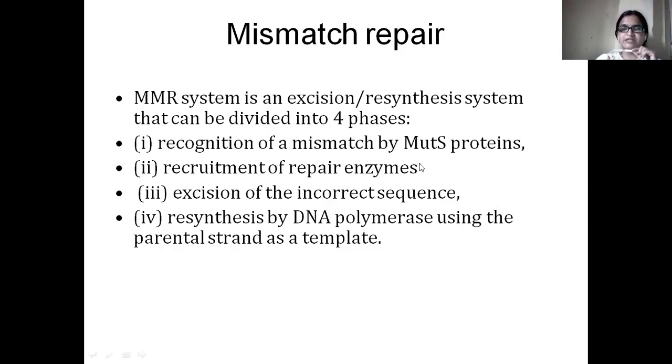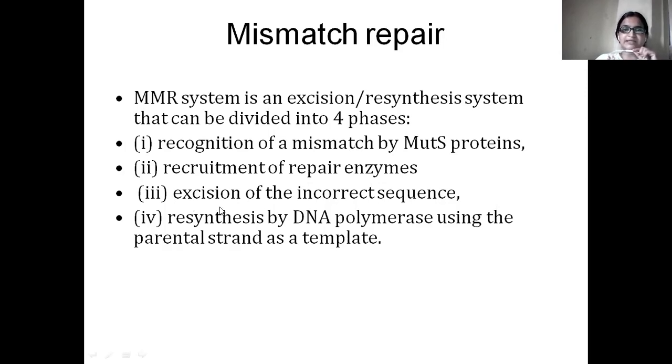Such as MutS, MutL, and MutH. So first, we are talking about the function of MutS protein. Here, the function of MutS is to identify where the mismatch has happened, or the recognition of the mismatch. And then the second phase is recruitment of repair enzymes. Once the mismatch is recognized by MutS, then other repair enzymes must come to the site of repair.